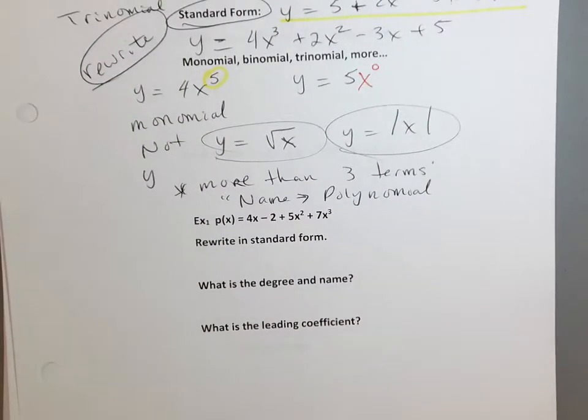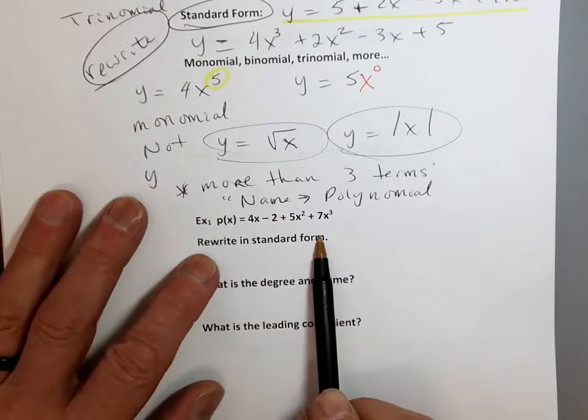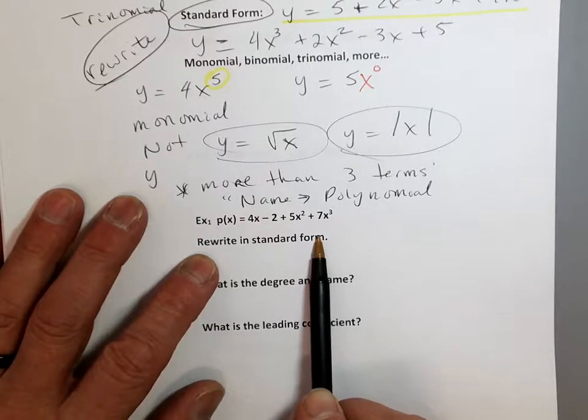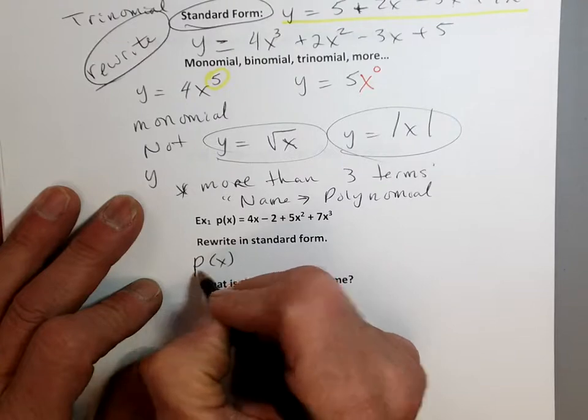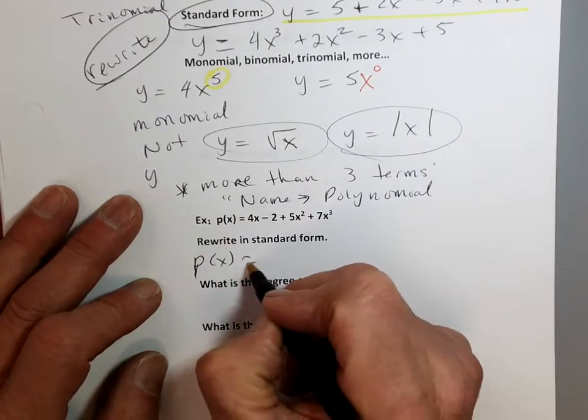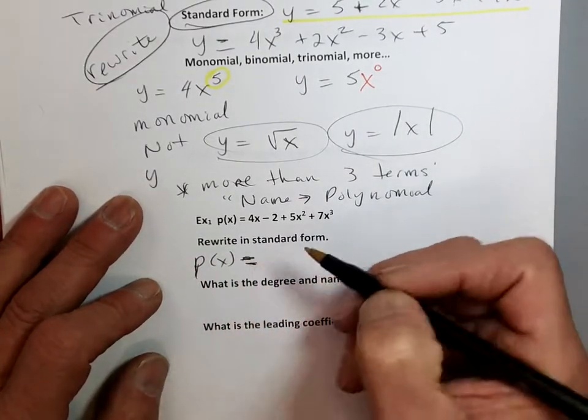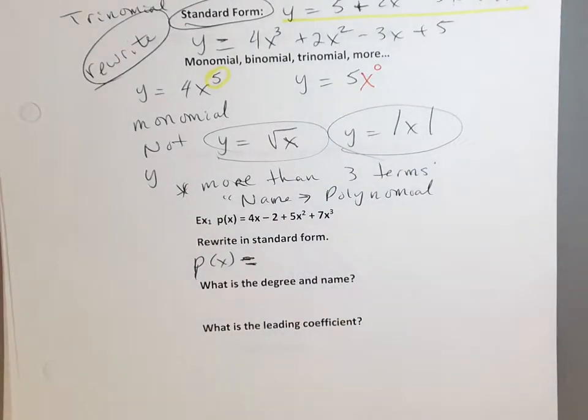So, example 1. Rewrite in standard form. You can do that. Rewrite this in standard form. Okay? Take 15 seconds to rewrite P of x, and we go P because it's a polynomial. P of x equals, okay? Go ahead and rewrite this in standard form. Okay, you can do this. Take 15 seconds, and you can do this in 15 seconds. Okay?